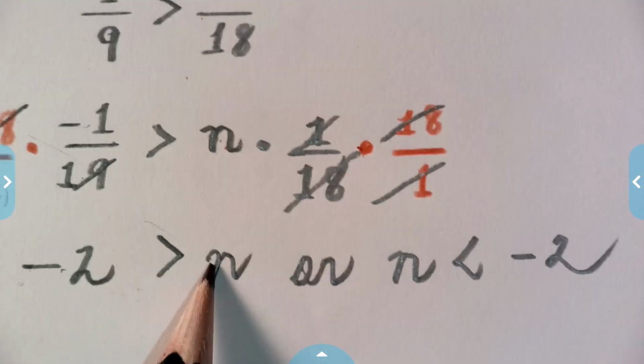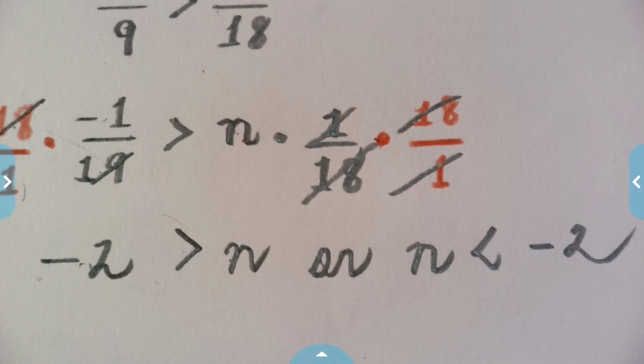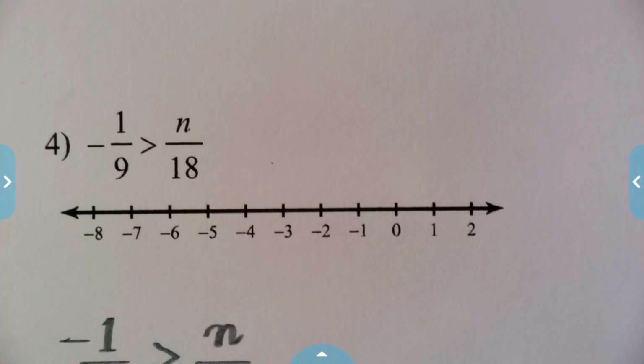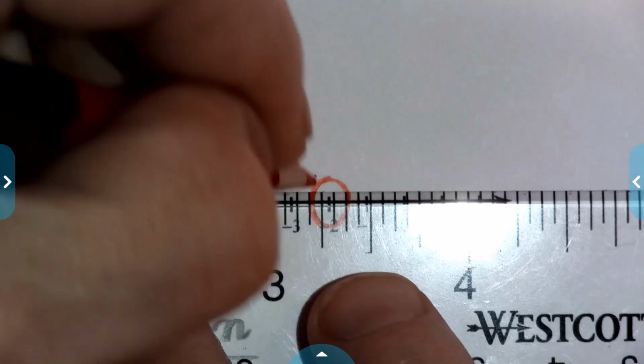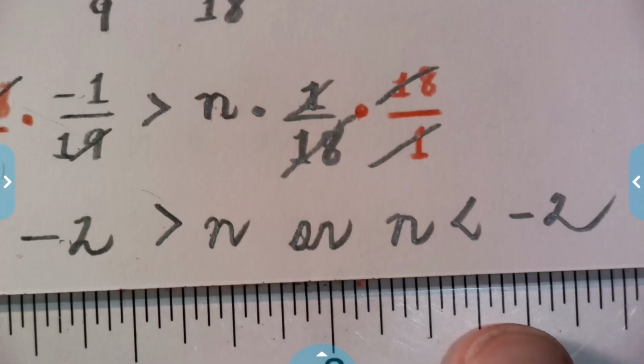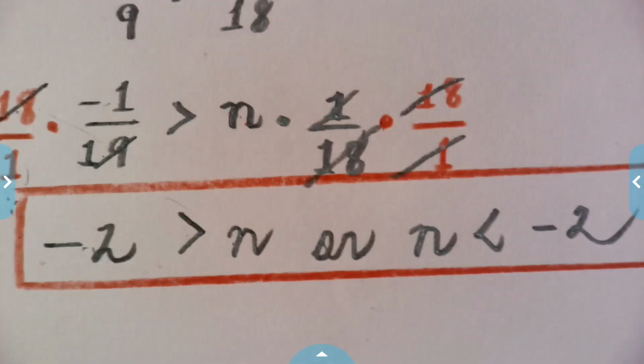So n is less than negative 2. I didn't change anything. So what I'm going to do is put an open circle on negative 2 and go to the left. So here's negative 2, open circle. And then I'm going to go off to the left, just like that. So we're going to box this up. All right, and that's number 4. We're ready to flip the page.